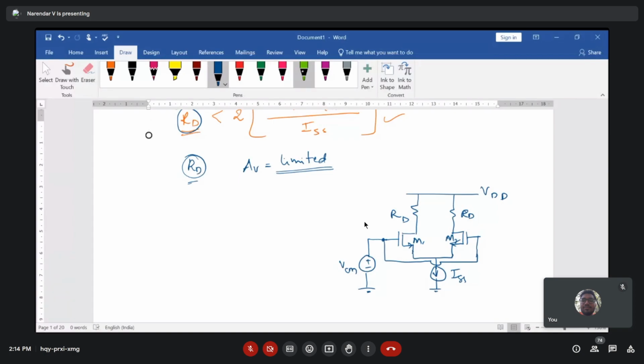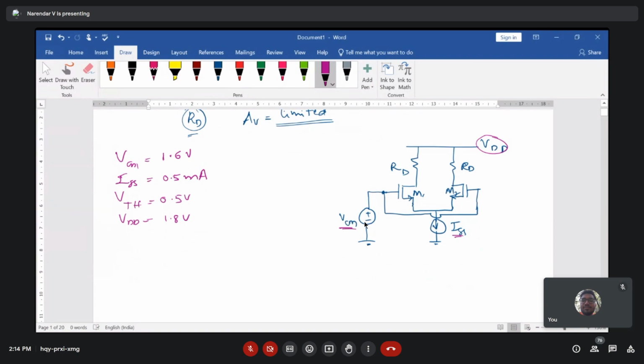Now, for this circuit, the values were given to us. The value of VCM is 1.6 volts, the value of ISS is 0.5 milliampere, the threshold voltage of the device is 0.5 volts, and the supply voltage VDD is 1.8 volts. With this, we have to identify the maximum value of RD that we need to keep.